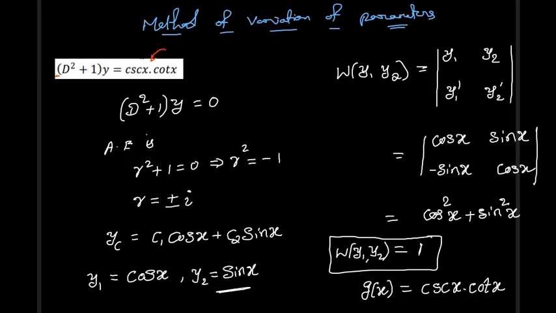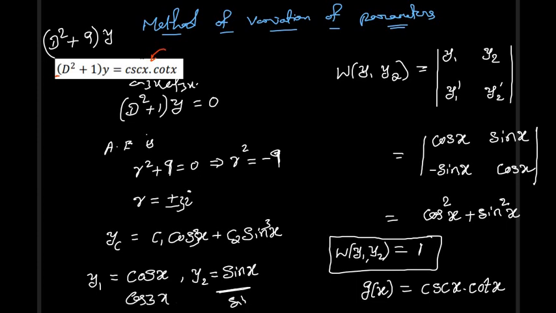Suppose in the given problem, instead of having d square plus 1, you have d square plus, let's say, 9. If it is d square plus 9, accordingly here you'll have 3 cosecant 3x and cot 3x. Then while finding roots you'll get minus 9 here, so you'll get plus or minus 3i. In that case you'll get cos 3x and sin 3x.